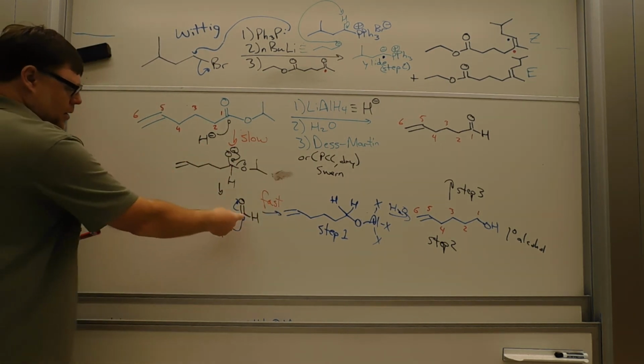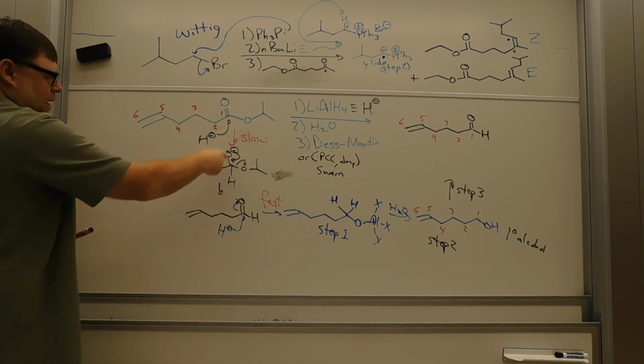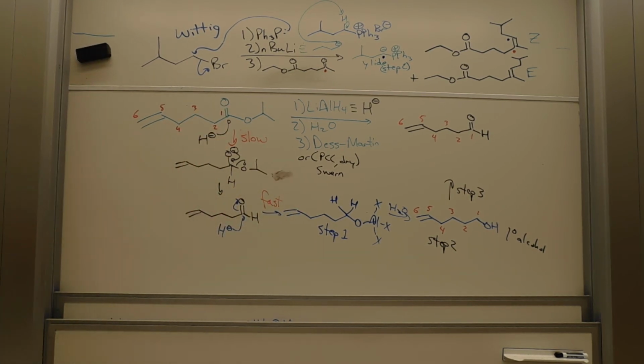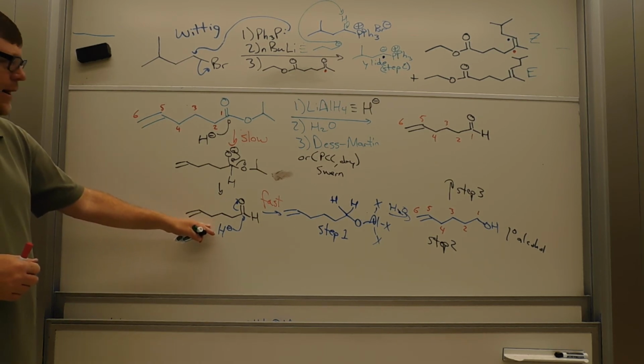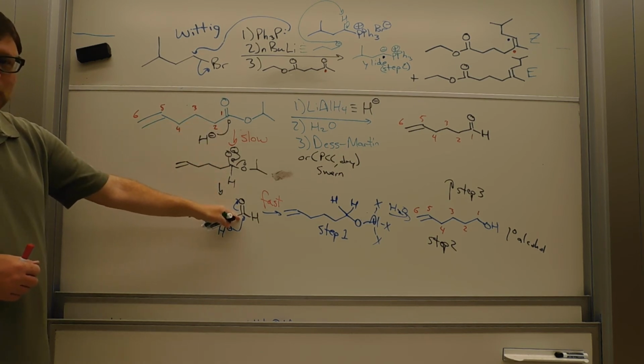Okay, so aluminum hydride reducing an aldehyde, very fast. Aluminum hydride reducing an ester, relatively slow. Okay, so it's very hard to design a reagent that will stop at the aldehyde. Anything that can reduce an ester is probably going to be able to reduce an aldehyde.